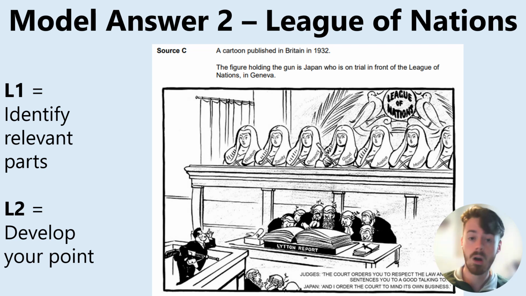1932, what's going on? Obviously the Manchurian crisis, but also the Great Depression. The Great Depression means that people are not as interested in the League of Nations. They're not as interested in peace because, well, pardon me.